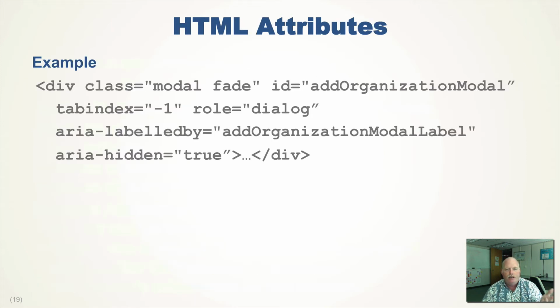An example of some attributes: we have a div element. The attribute class has two classes in it, modal and fade. The ID of this div is add organization modal. We have a tab index. We have a role. We have aria-labelledby and aria-hidden. So those are the attributes for this particular div. So we can create more, remove them. It's a very powerful way of giving more flexibility to the actual HTML elements. You can now see that this div is different than other divs because it has a specific ID.